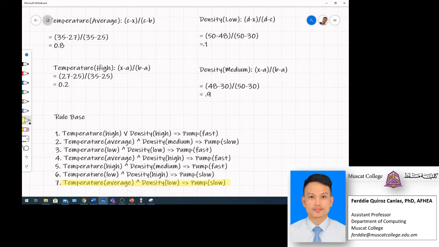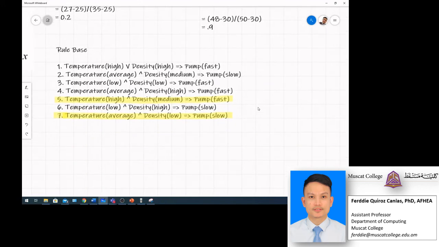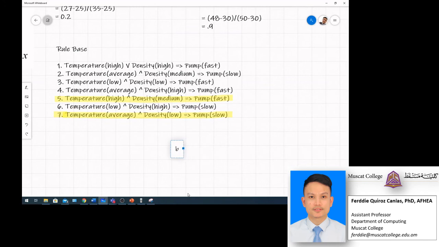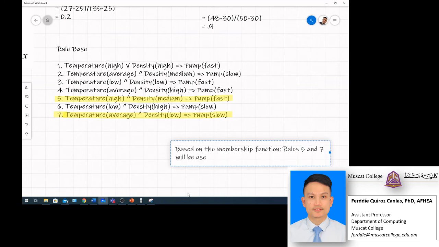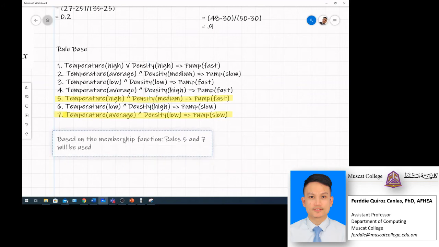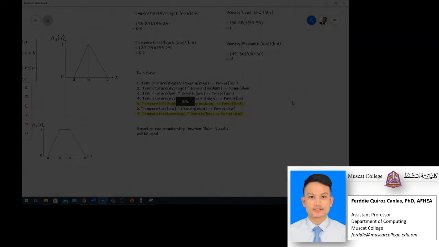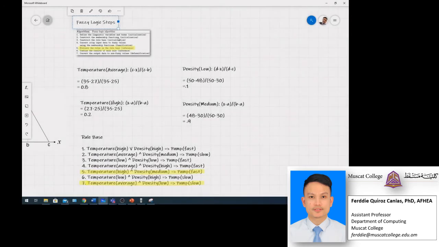Then the second pair we have high and medium. High, medium, high, medium. So we will use this, okay? So based on the values, okay, so we'll be using this. To the next step, let me copy this again.